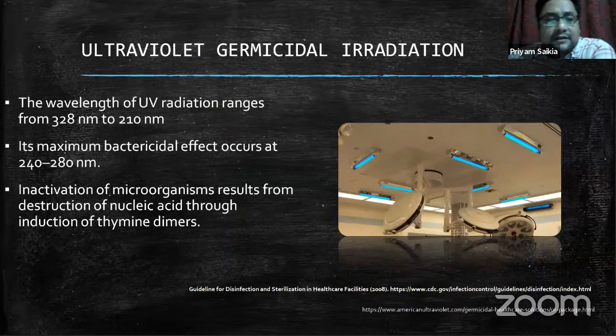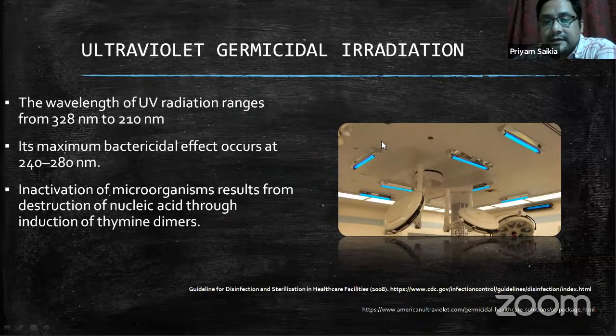Now, a few points about ultraviolet germicidal irradiation. The wavelength of ultraviolet radiation ranges from 328 to 210 nanometers. Its maximum bactericidal effect occurs in and around 240 to 280 nanometers. There are different types of ultraviolet rays: A, B, or C. It is ultraviolet C that is used for disinfection. It inactivates microorganisms by destruction of nucleic acid through the induction of thymine dimers.